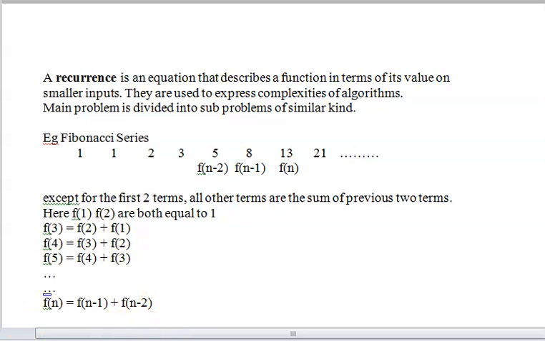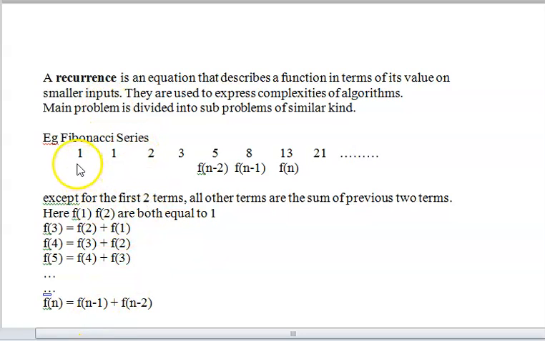Recurrence is an equation that describes a function in terms of its value on smaller inputs. If we have a function f of n, then it can be redefined in terms of a smaller value of n. That is, a function or an algorithm can be divided into sub-algorithms, which are the exact form of the original algorithm. For example, the Fibonacci series can be considered a good example for recurrence.